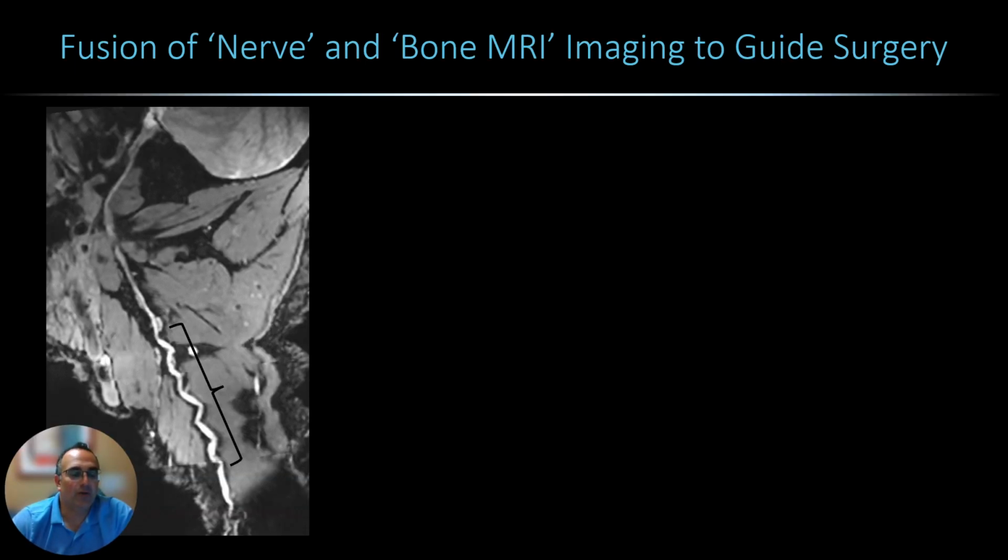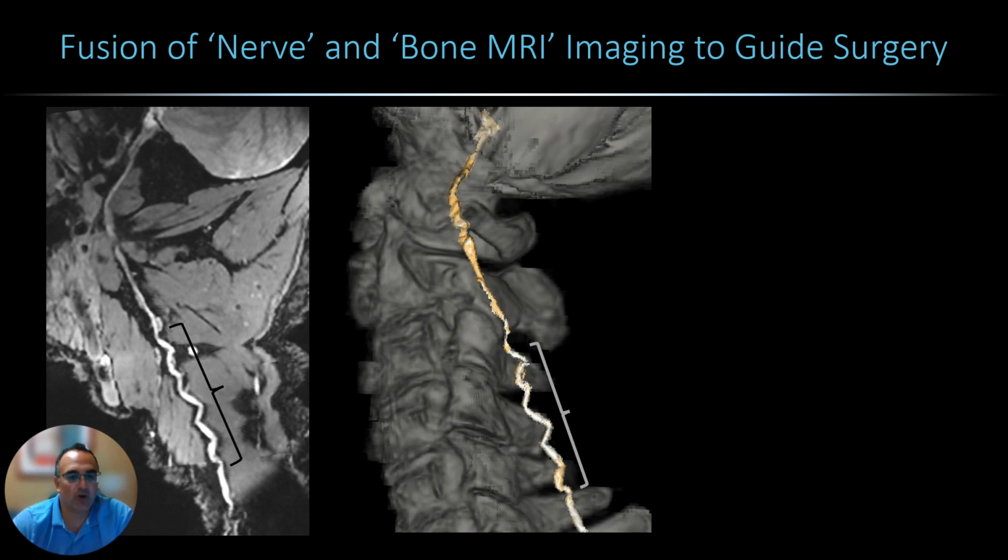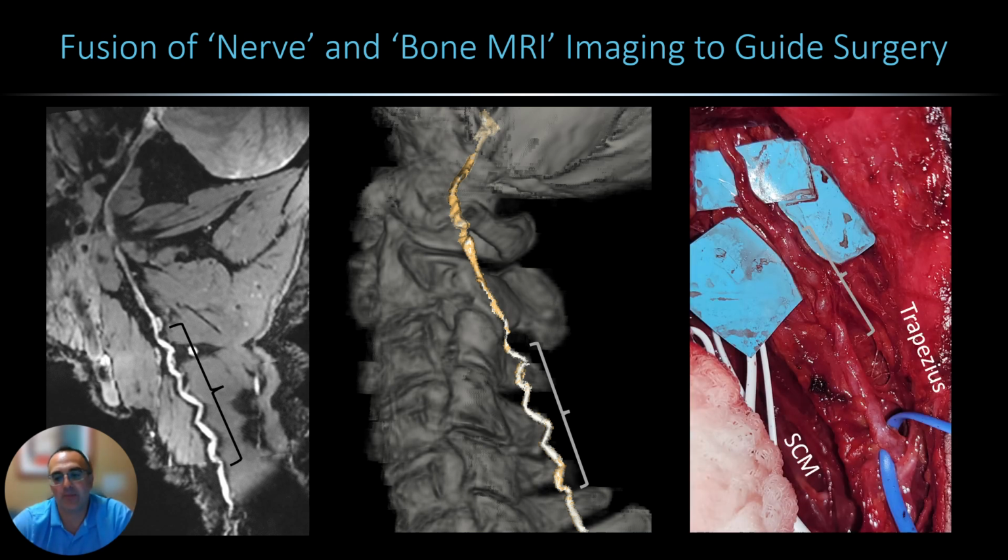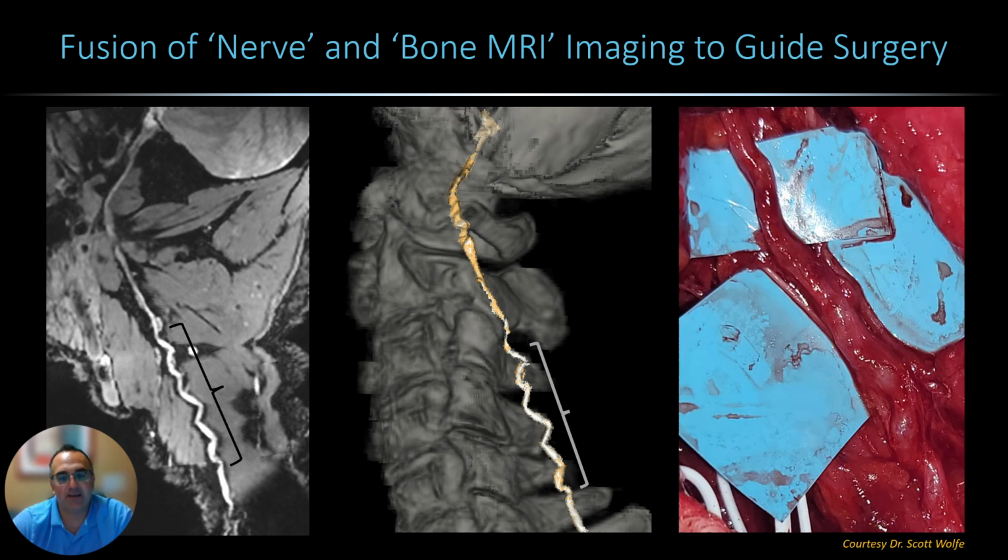Lastly, we can fuse both nerve and bone imaging to help guide surgery. Here's an example of a beaded configuration of the spinal accessory nerve in this patient with Parsonage-Turner syndrome. Here we can fuse the nerve image with a rendering from a CT-like MR image using a sequence called ZTE. And this can provide a roadmap for the surgeon for identifying, again, the beaded appearance of the spinal accessory nerve that he can go ahead and perform a neurolysis on.